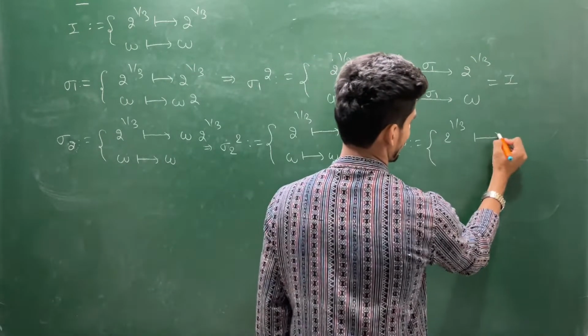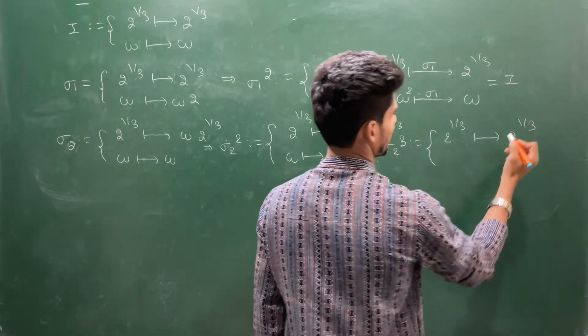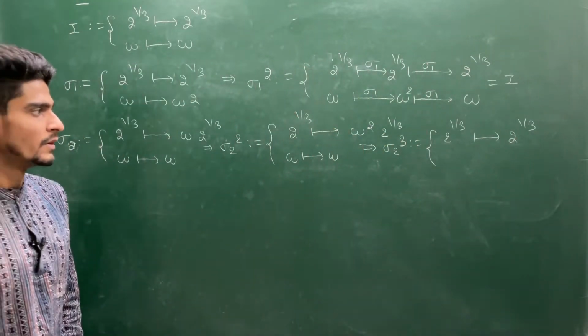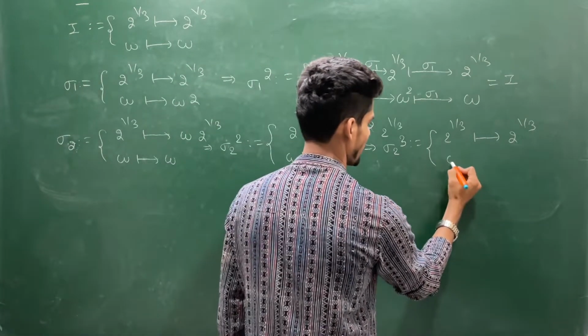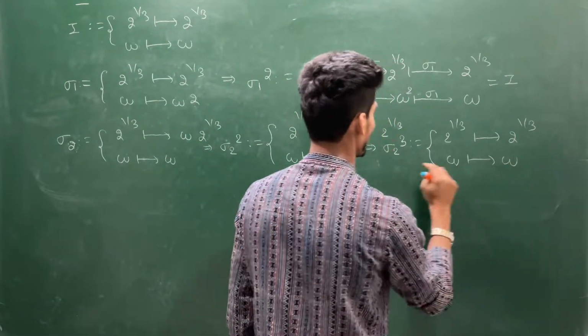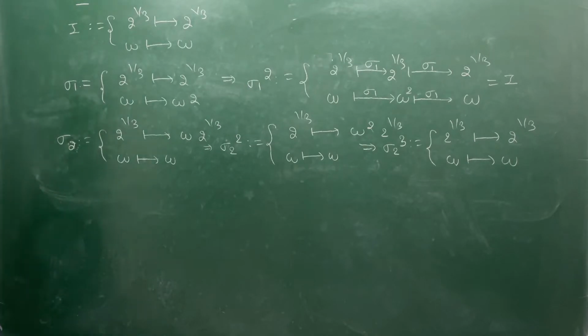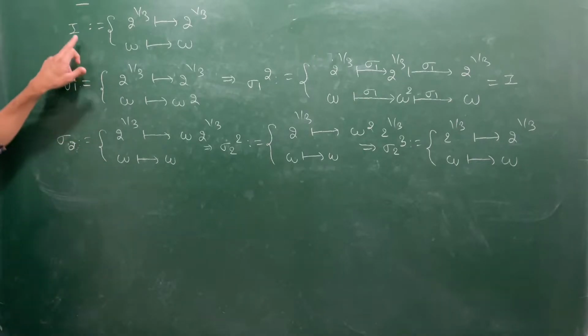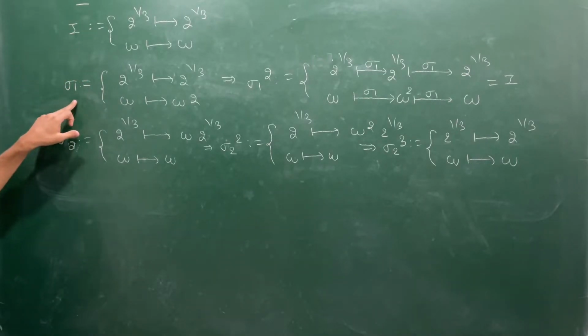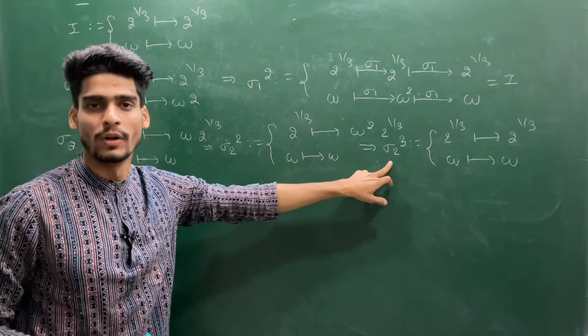So it will be like this. Omega is already self-imaged under sigma, so it will be fixed under any integral power of sigma. So this is your sigma 3 square. How many distinct elements have you constructed? 1 element, 2 element, 3 element, 4 element.